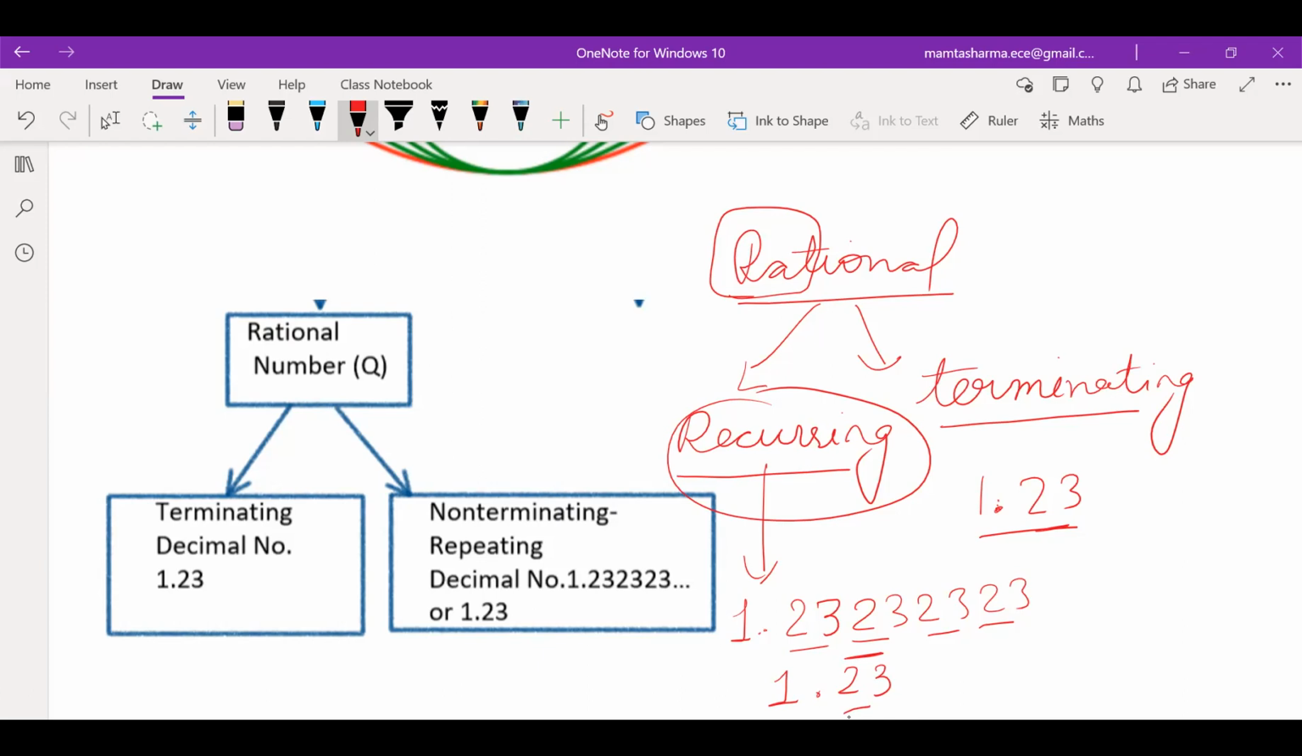Okay, is this clear? Yes, ma'am. Clear for everyone? Yes, ma'am. Recurring means, can anybody tell me the definition of recurring? The numbers which just keep on repeating, repeating and repeating, those are called recurring. And terminating type? It's not repeating, ma'am. For terminating, it doesn't repeat. Yeah, very good.